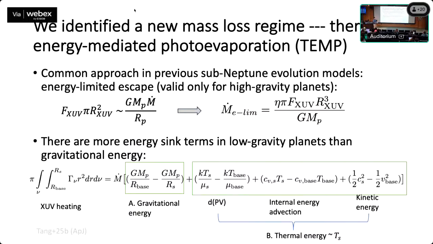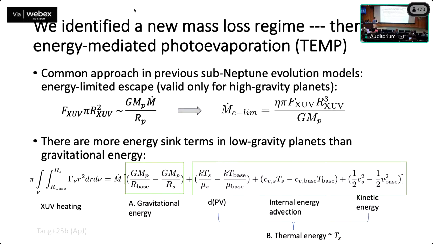Traditionally, people use energy limited escape, as seen in many previous talks, in sub-Neptune evolution modeling. However, it's only valid for high gravity planets, especially when radiative cooling is inefficient. But in low gravity planets, we found that it's not the case because there are more energy sink terms than gravitational energy. This is because the gravitational potential well of a low gravity planet is very shallow. It's very easy to lift material. This process does not consume that much energy.